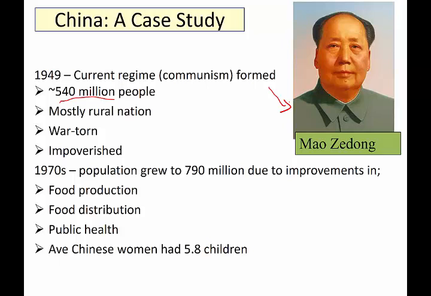But by the 1970s, the population grew to 790 million people, and that was mainly due to improvements made by Mao Zedong, which included better food production, increased distribution of food, and better public health. At the time, the average Chinese woman had 5.8 children. So China did grow under his leadership.